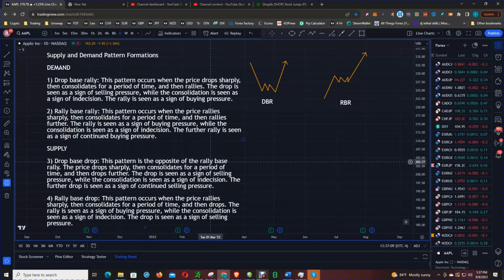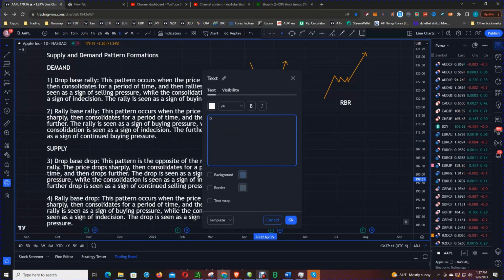The pattern is the opposite of a rally, base, rally. The price drops sharply, then consolidates for a period of time, and then drops further. The drop is seen as a sign of selling pressure, while the consolidation is seen as a sign of indecision. The further drop is seen as a sign of continued selling pressure. So the pattern looks like this. Drop, base, then the drop. Drop, base, drop.